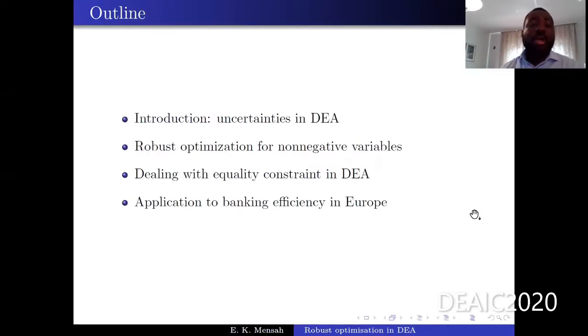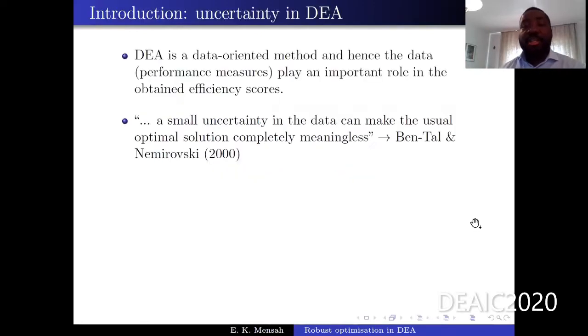So a quick look at the outline: I will share with you first the motivation of this study, which is on uncertainties in DEA. Then we'll look at non-negative variables in robust optimization in general and also in the robust DEA. Then we'll also see how we deal with equality constraints in robust DEA analysis. Then we'll make an application to banking efficiency in Europe.